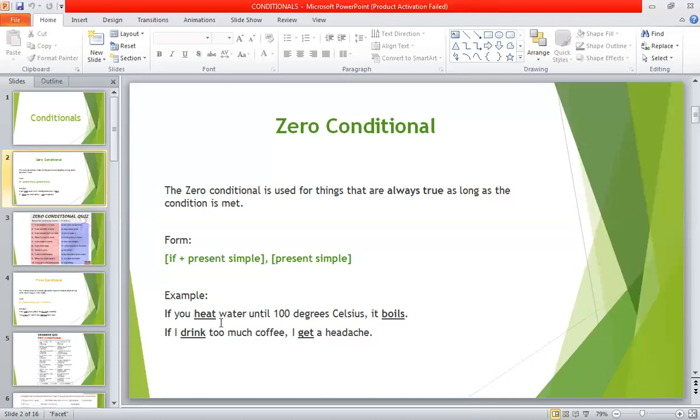Here, the two clauses are in the present simple tense. We say heat, boils, drink, get. So when we talk about zero conditional, or scientific facts or general facts, we use the present simple tense for the two clauses of the sentence.